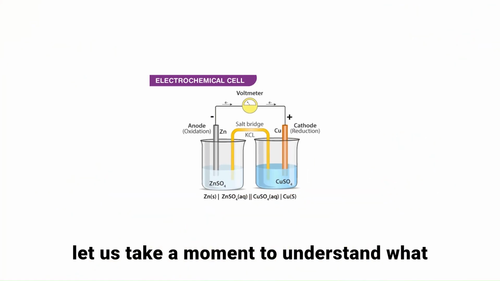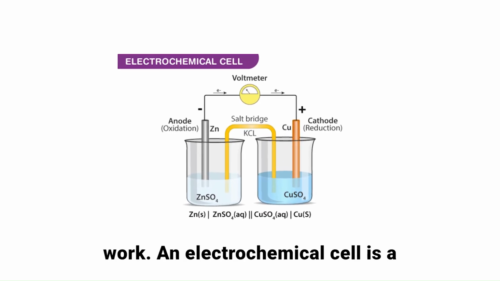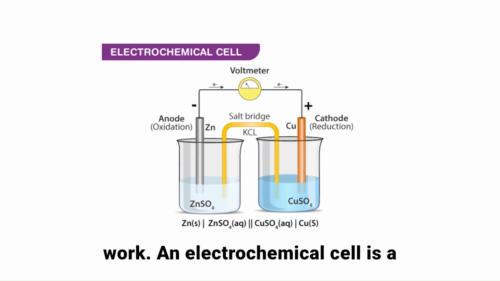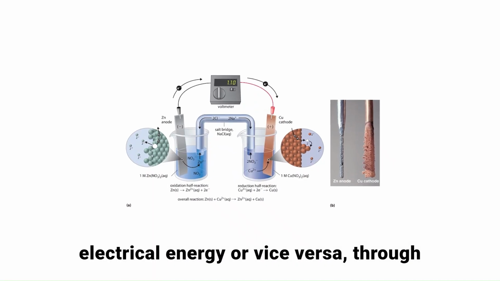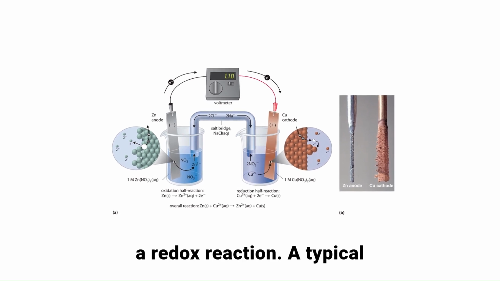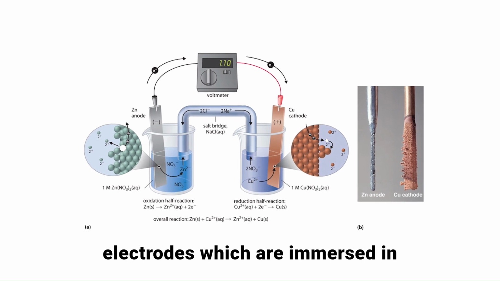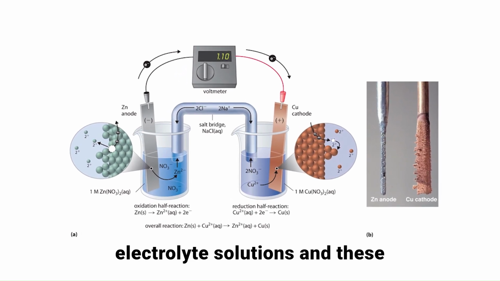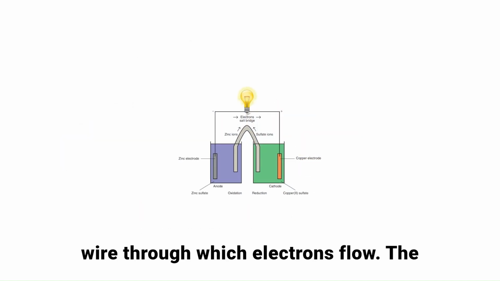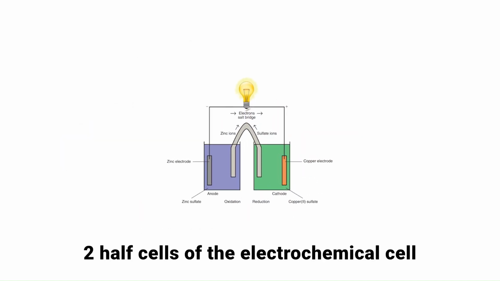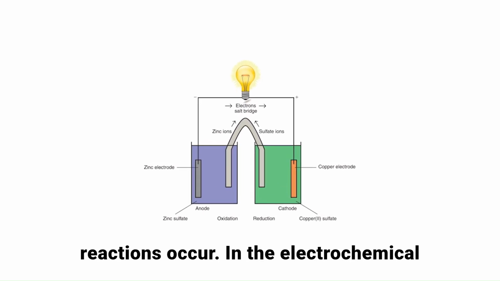To begin with, let's take a moment to understand what electrochemical cells are and how they work. An electrochemical cell is a device that converts chemical energy into electrical energy or vice versa through a redox reaction. A typical electrochemical cell consists of two electrodes, which are immersed in electrolyte solutions, and these electrodes are connected externally by a wire through which electrons flow. The two half cells of the electrochemical cell are where the oxidation and reduction reactions occur.